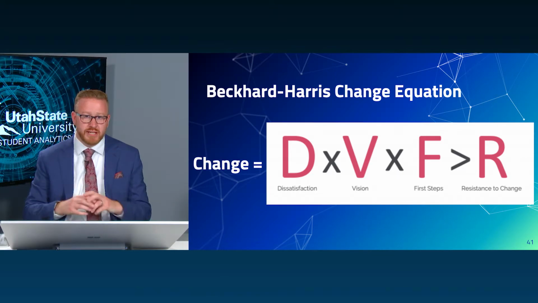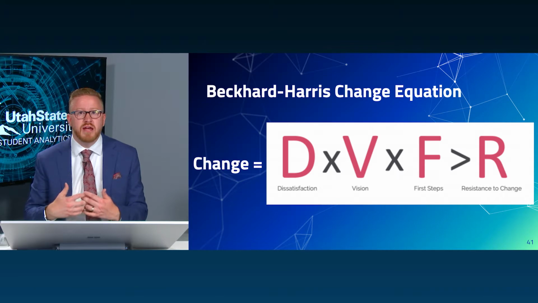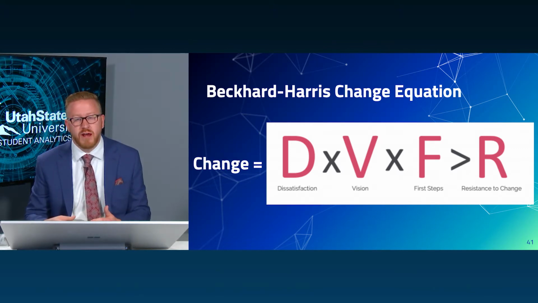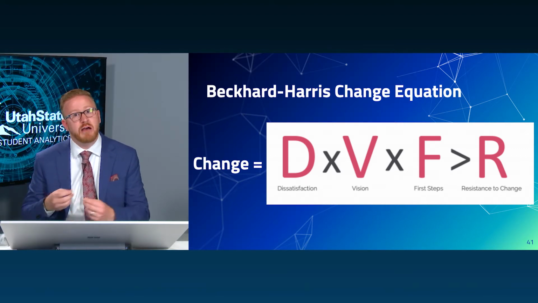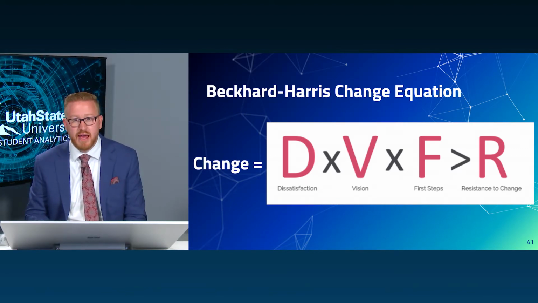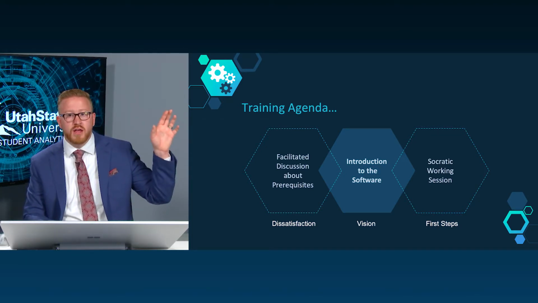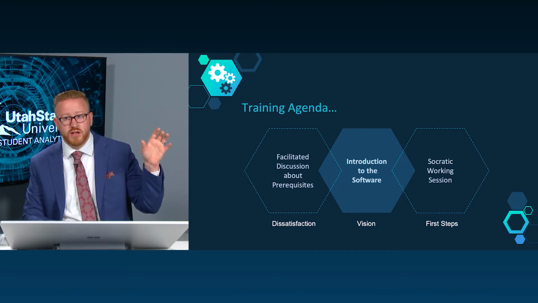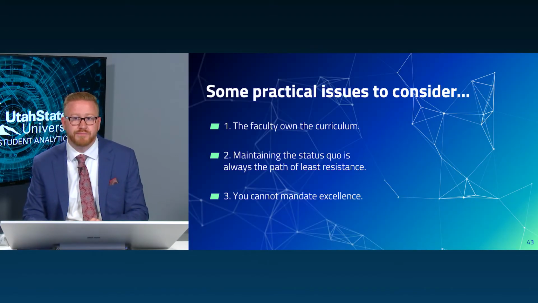So this change management equation, all in all, is designed to help faculty have a complete experience of feeling a little bit of dissatisfaction about the complexity, having a vision for how things can improve, and then actually walking them through some of the first steps so they can get a taste of how easy the work is and how many dividends there are. So you can see this agenda: there's the facilitated discussion about prerequisites, that's the dissatisfaction. There's the introduction to the software, which provides vision. And there's the Socratic working session, which is the first steps.